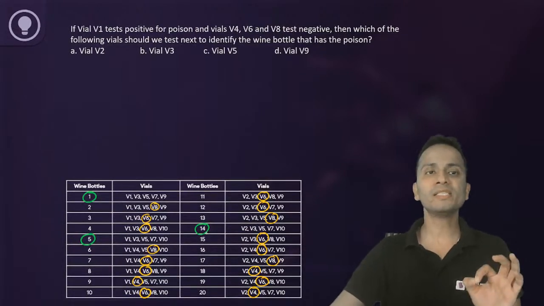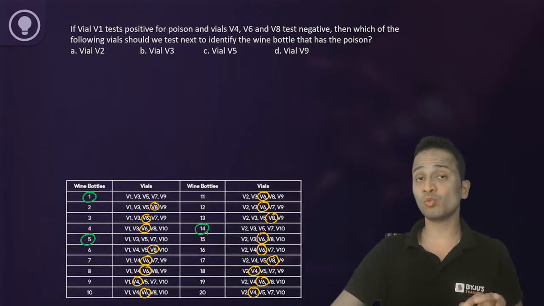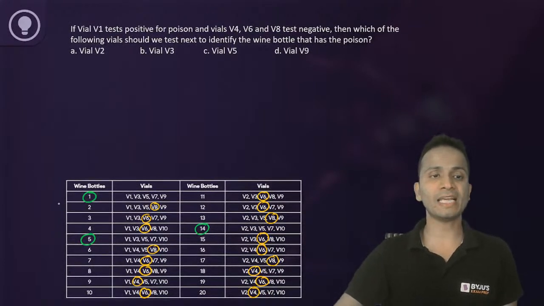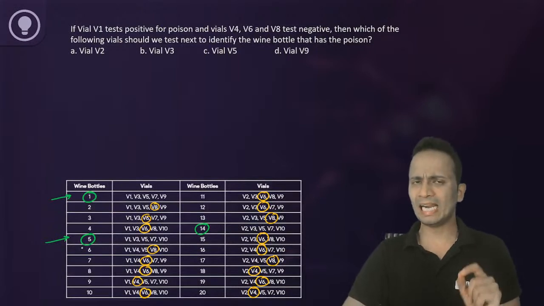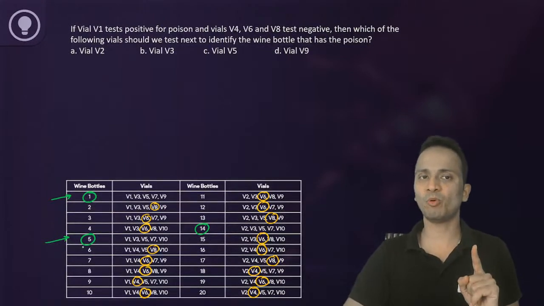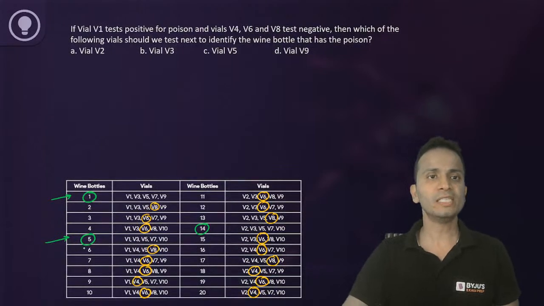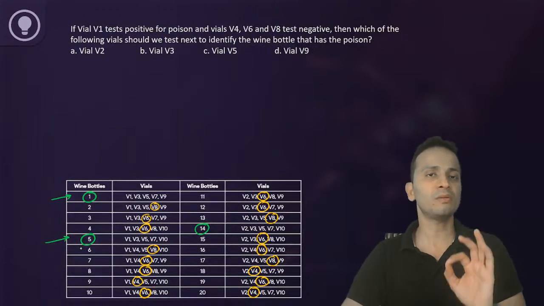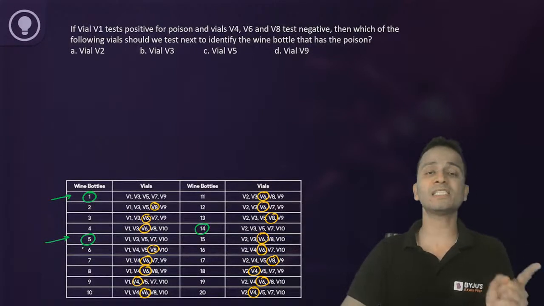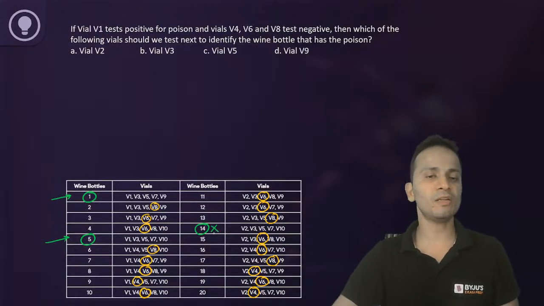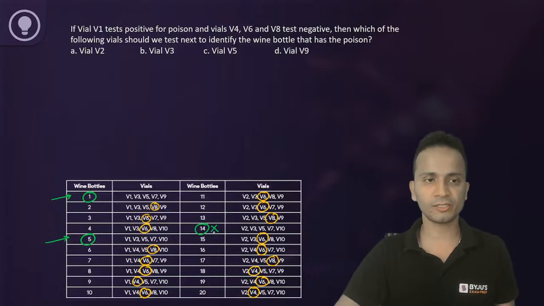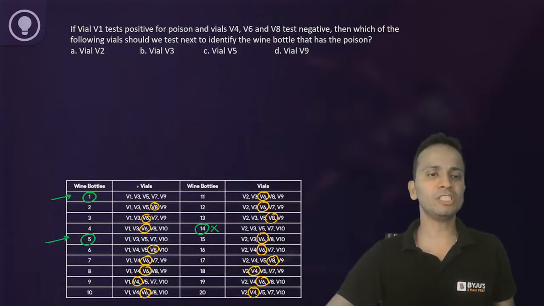Now, since vial 1 is tested positive, I can say that either bottle number 1 or bottle number 5 will have the poison. Understand that only one bottle has poison out of these 20. Since vial 1 is already tested positive, the poison is there in the bottle which has given a sample to vial number 1. So I can also eliminate bottle number 14 on the basis of this. Okay, now bottle number 1 and bottle number 5 are left.